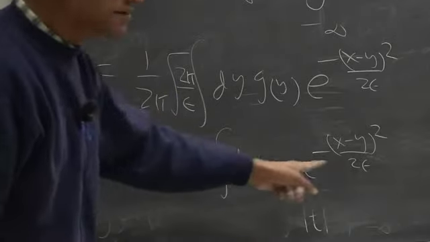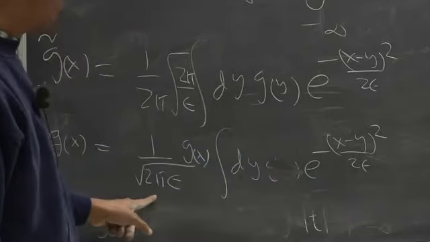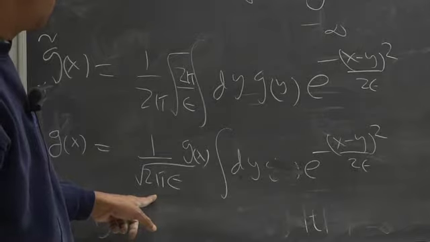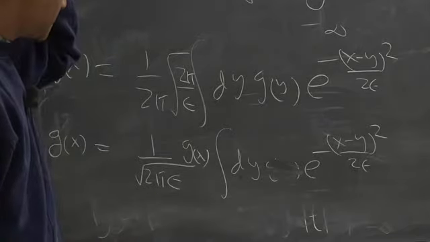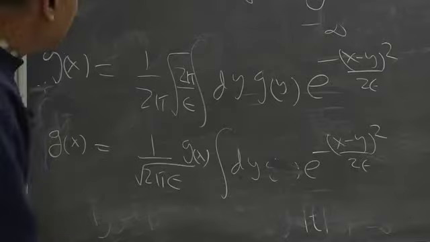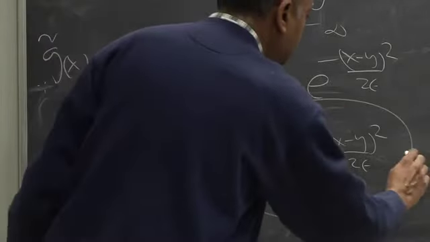And that's just a Gaussian. Does it give root 2 pi epsilon? I'm not sure. So this integral gives you what? Does it give you root 2 pi epsilon?